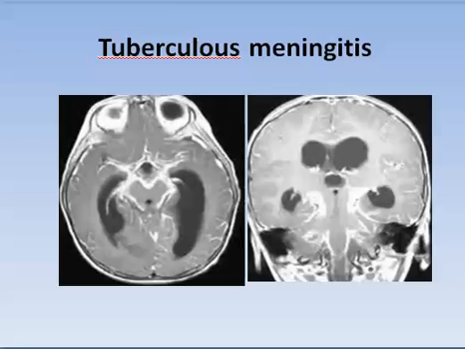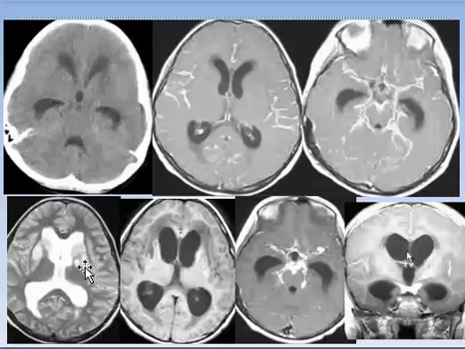Basal meningitis with enhancing basal meninges, ventriculitis and hydrocephalus, and bilateral infarcts of the basal ganglia. Basal meningitis with enhancing meninges and hydrocephalus due to obstruction of the exit foramina.